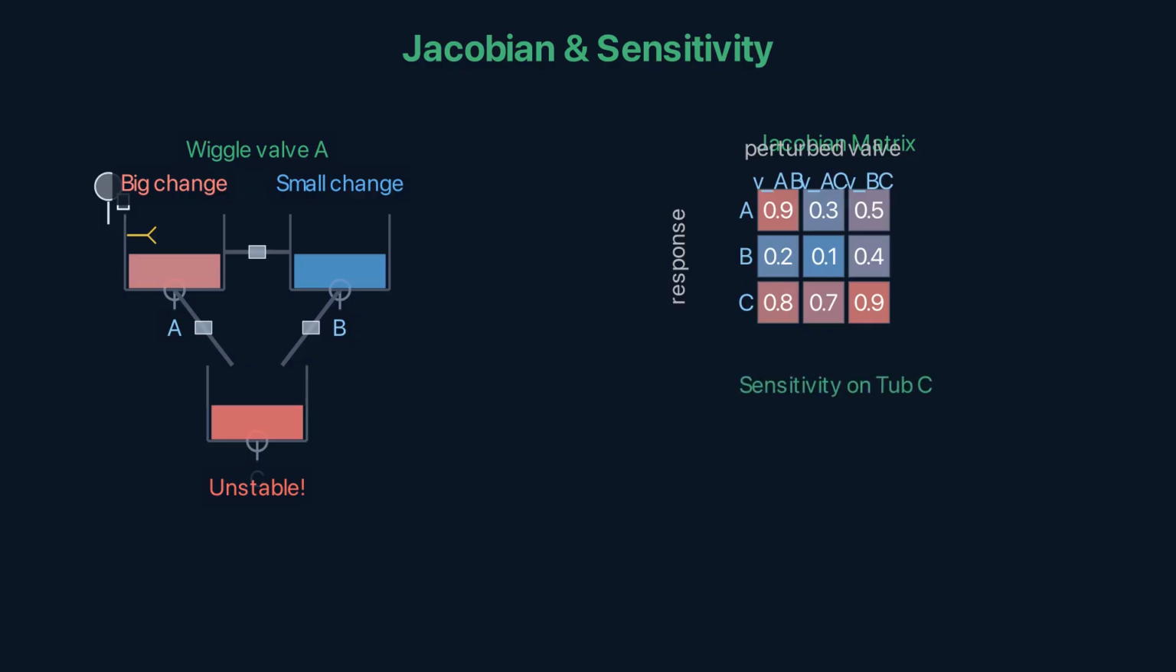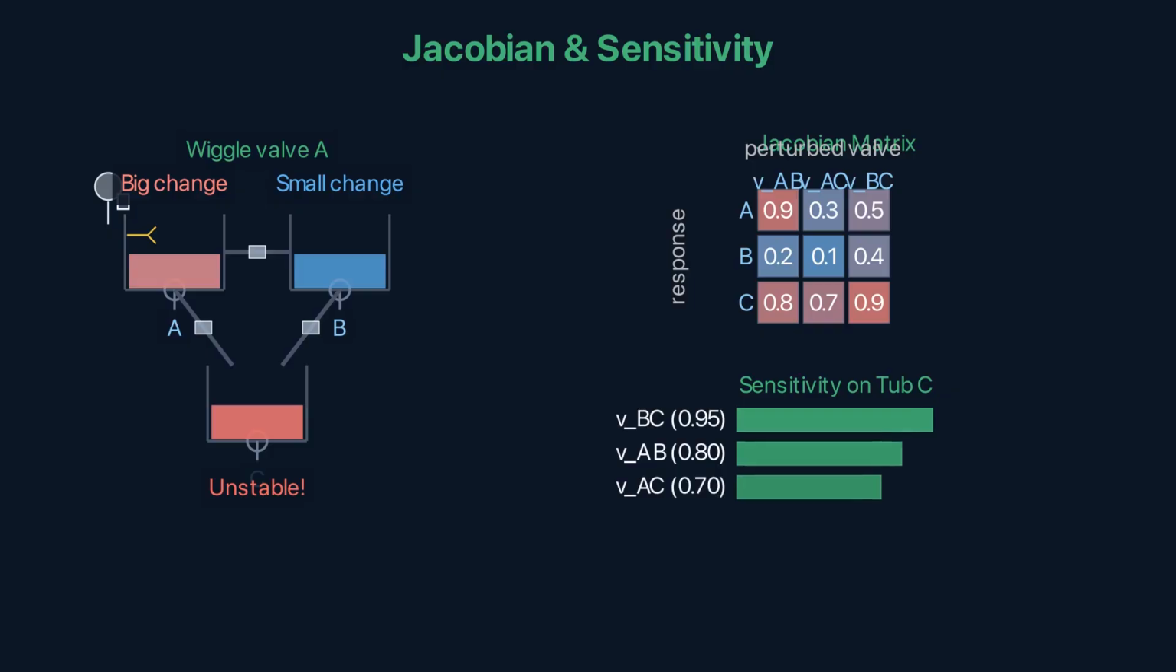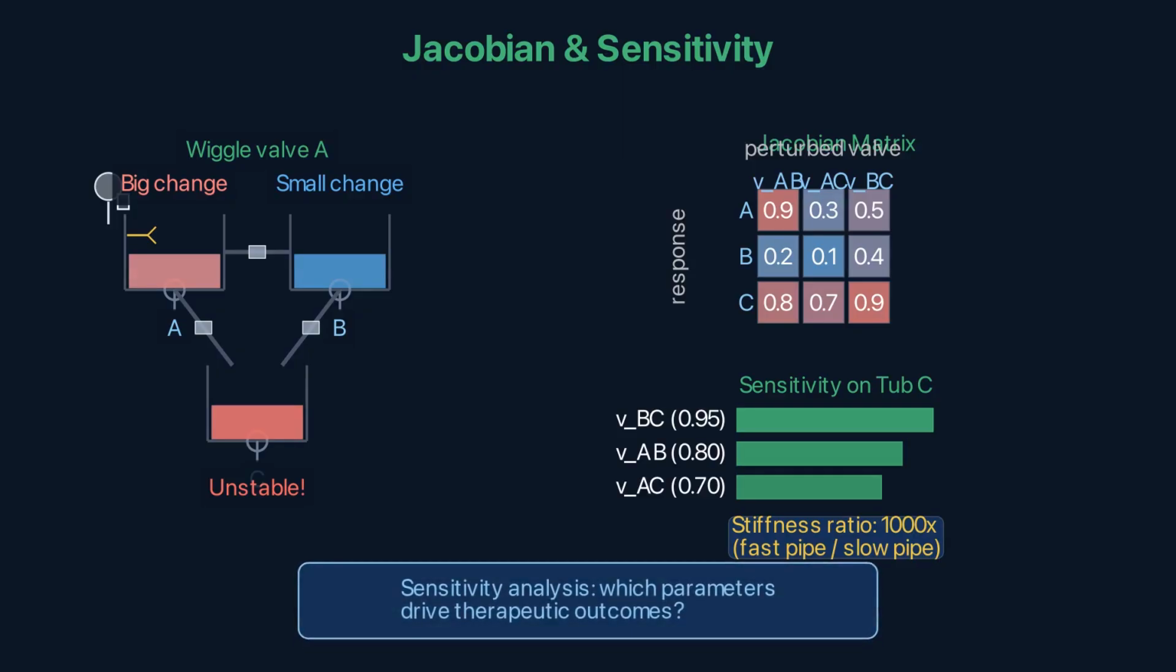In QSP, this answers, does the drug's binding affinity matter more than the tumor growth rate? Does receptor density matter more than clearance? The answer tells you where to focus your experiments. And when one pipe drains 1,000 times faster than another, the system is stiff. The solver needs special care to handle both timescales without wasting computation.